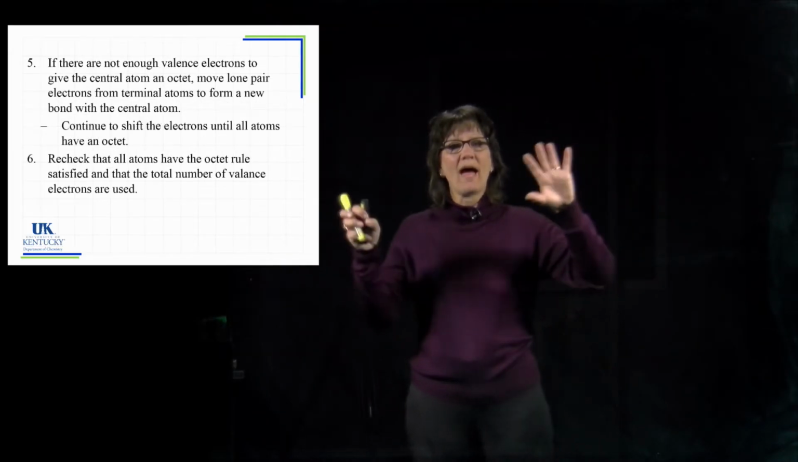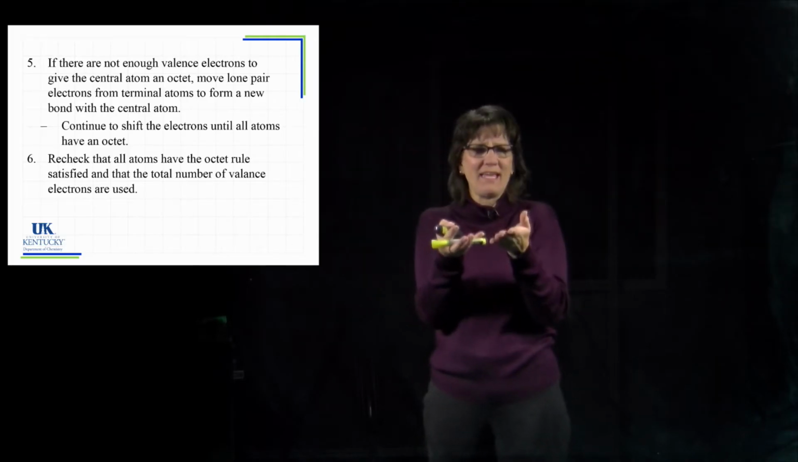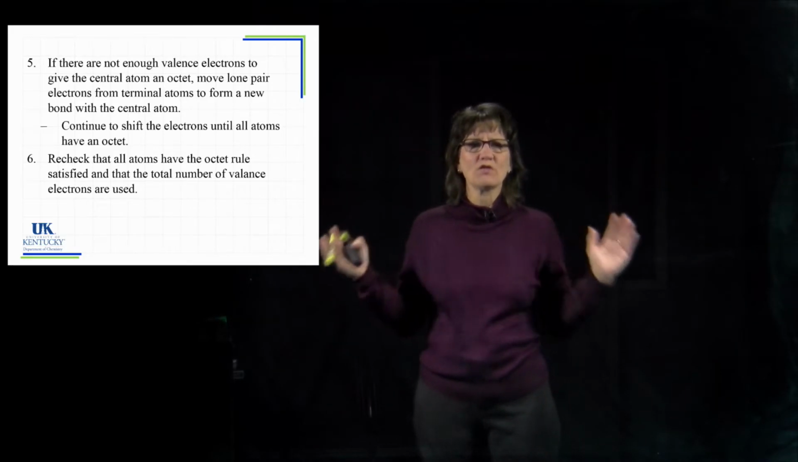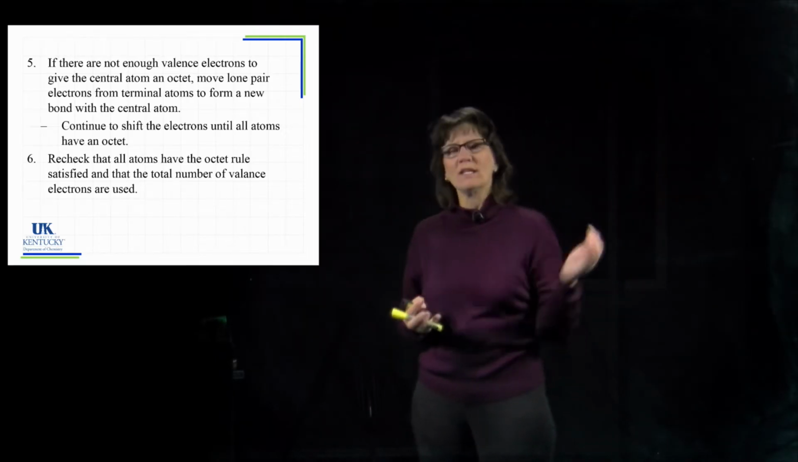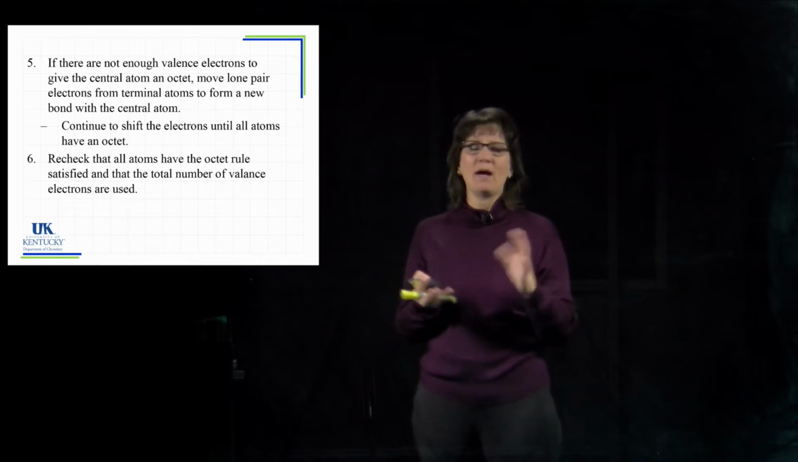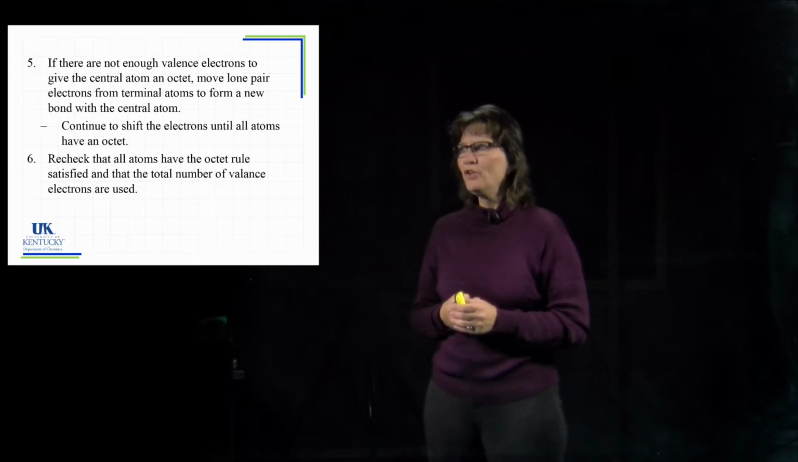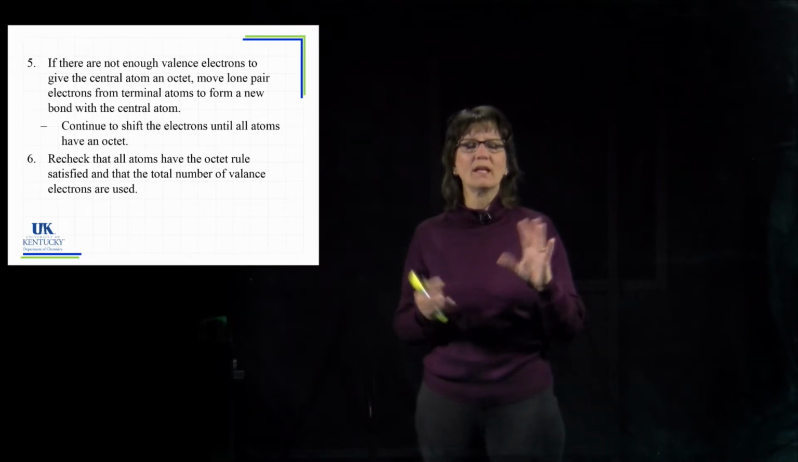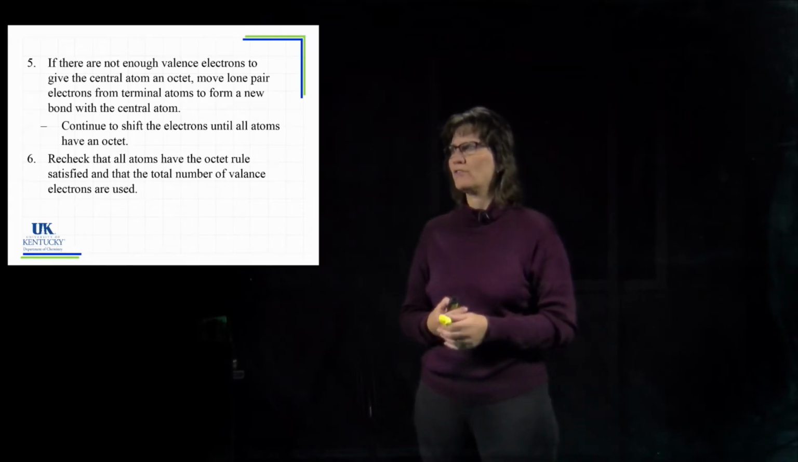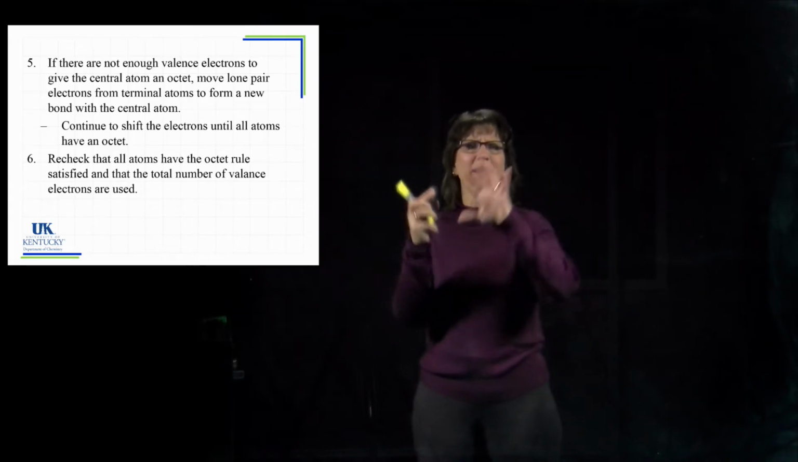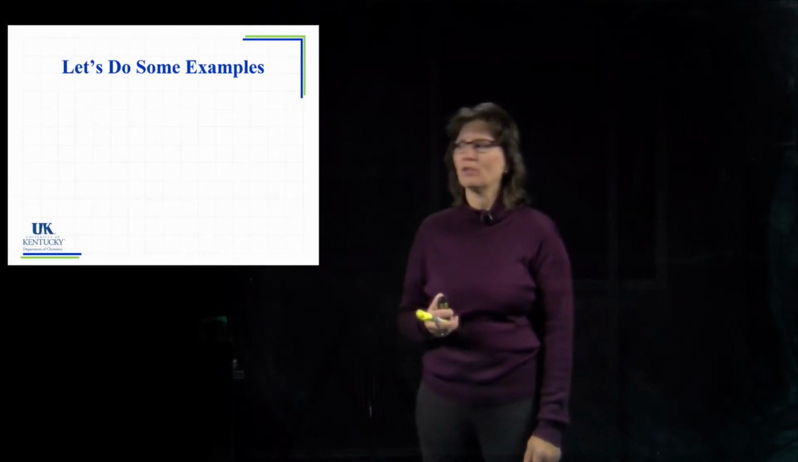Now, if you do that and you stop and you run out of electrons and you look at your central atom and it doesn't have 8, then we have to start shifting electrons from the outside into making bonds, and we'll talk about that shift. We'll continue shifting until we make sure that everybody has got that octet satisfied. Then you're going to make sure that you've used the right number of valence electrons, that everybody has 8, and that will work. Now sometimes you give everybody 8 and there are still some electrons left over. We'll talk about that eventually, okay?